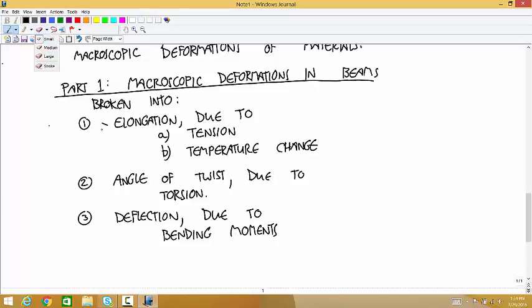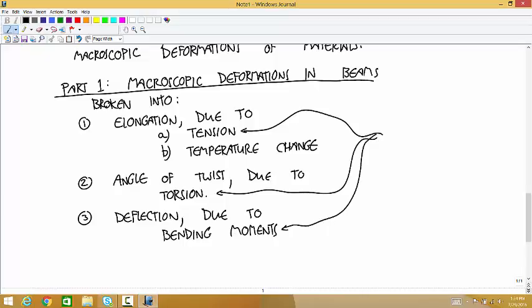And before we can calculate these, we have to calculate the internal loads in the beam, because this torsion and this tension and this bending moment are the things that we already know how to calculate. These are the internal loads. So in doing these kind of problems, we're first going to calculate the internal loads, then use those internal loads to calculate the elongation, the angle of twist, and the deflection.